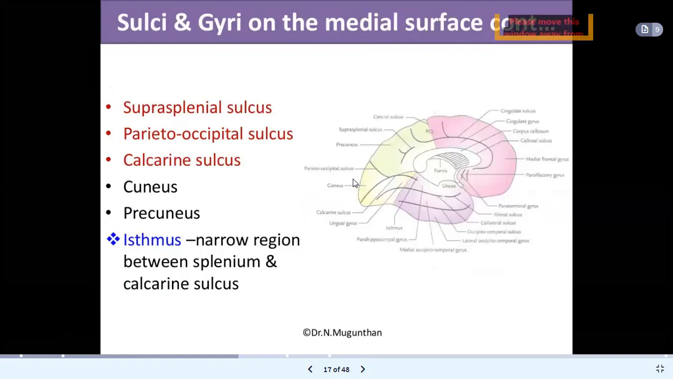Then the other sulci we see, we have suprasplenial sulcus, then we have parieto-occipital sulcus, calcarine sulcus. This area between the parieto-occipital sulcus and the calcarine sulcus we have cuneus, isn't it? Above parieto-occipital sulcus we have precuneus. And this narrow region between splenium and calcarine sulcus is isthmus. So isthmus, as you can see here.